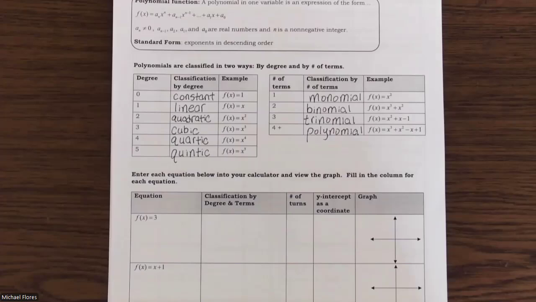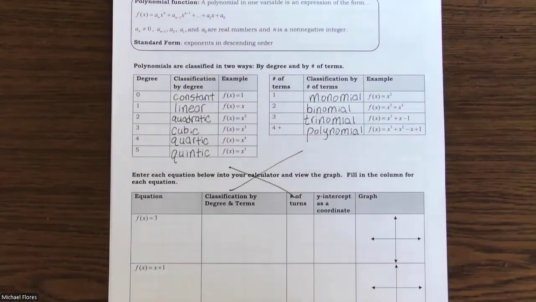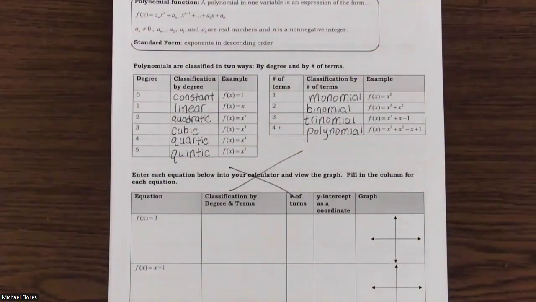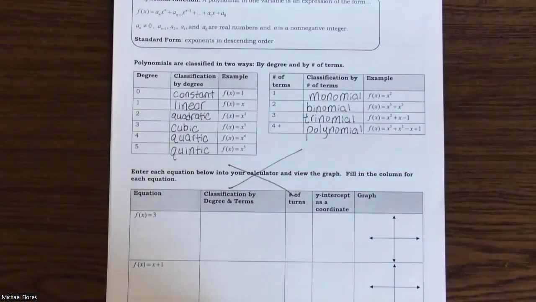Let's get to it. Enter each equation below into your calculator, which we're not going to do. Odds are this is going to be a non-graphing calculator unit. And graph it. Fill in the column for each question. Okay, here we have the equation y equals 3.